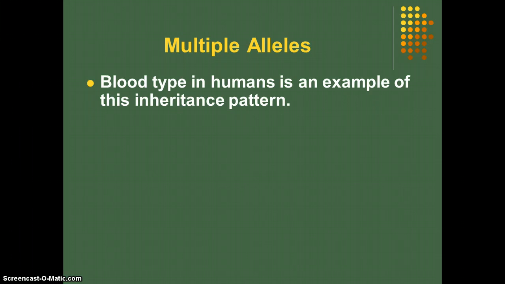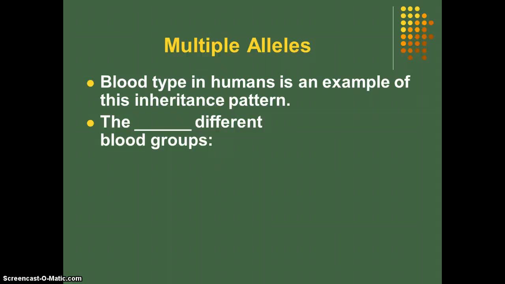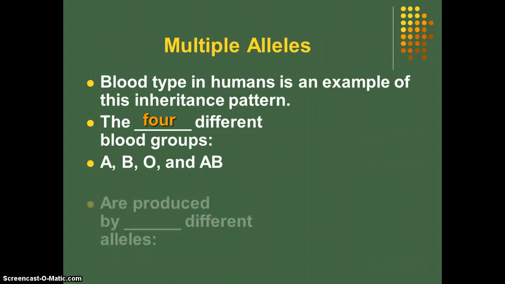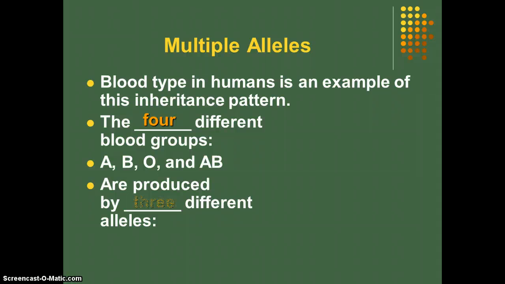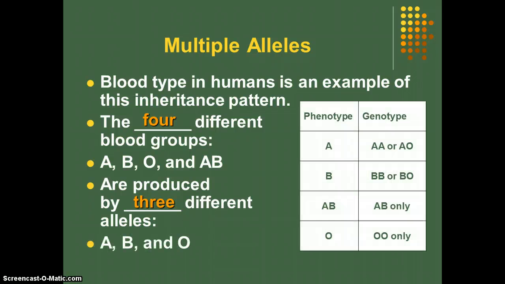The classic one is that of blood type in humans. So, for example, humans are going to have generally four different blood groups. You've got A, B, O, as well as AB. Now, again, these are produced by three different alleles. So we've got four different groups produced by three different alleles. Again, those alleles are A, B, and O. And again, there are your combinations.